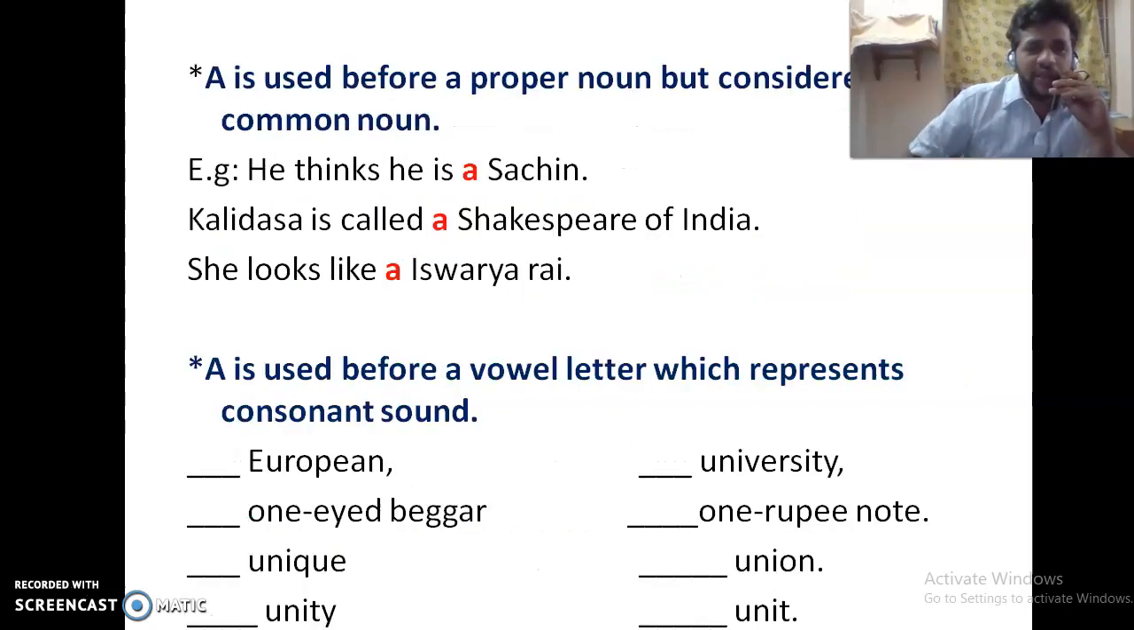Okay. A is used before a proper noun but considered as a common noun. Generally, article A is used before proper nouns which are considered as common nouns. Actually, before a proper noun, we should not write any article.